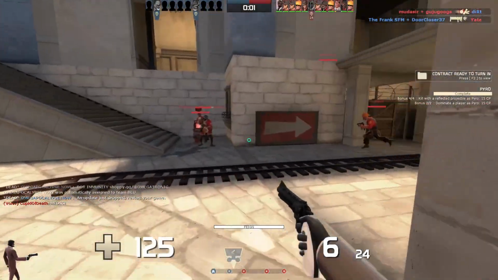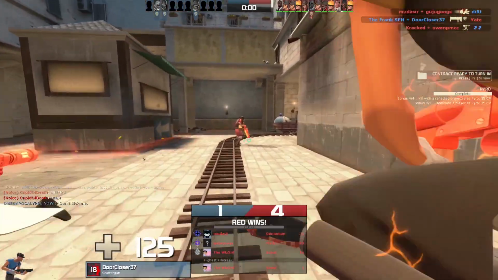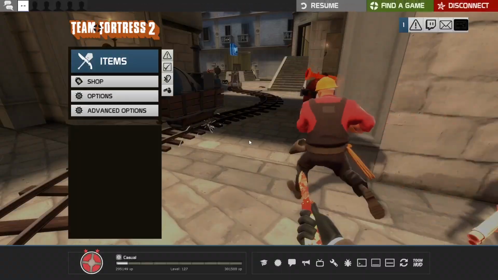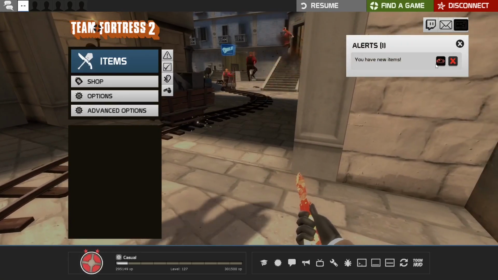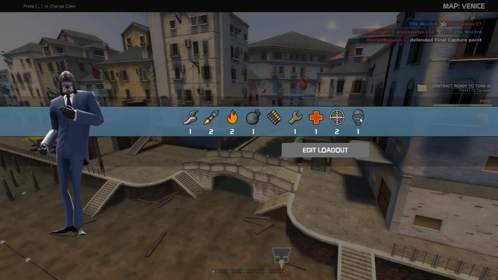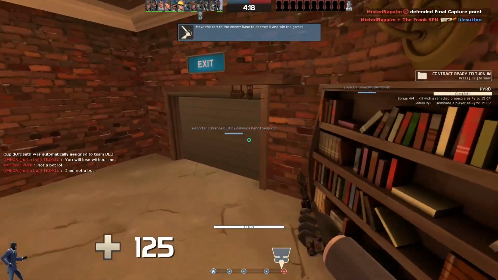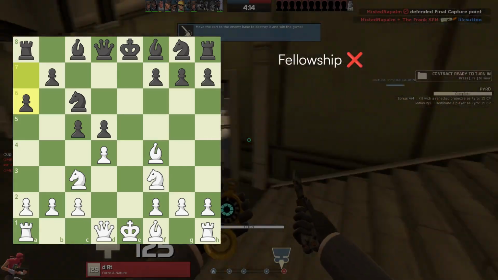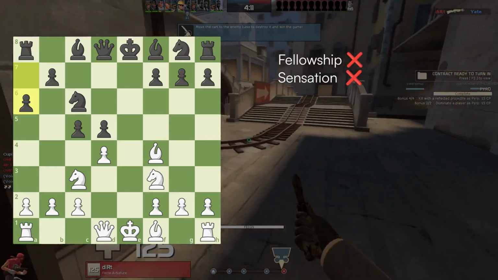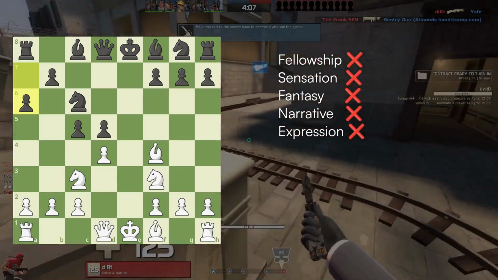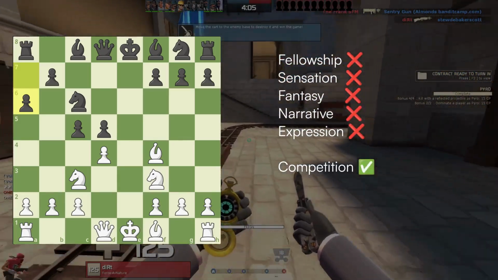So, when you design your games, think very carefully and intentionally about which kinds of fun you are and are not offering to the player. This can save you from mindlessly cobbling something together and praying that it ends up being fun. Let's take a look at a quick example to hammer the point home. Consider chess. It definitely doesn't offer the fun of fellowship, nor sensation, and very little in terms of fantasy, narrative, or expression. Instead, the primary fun of chess comes from competition and challenge.